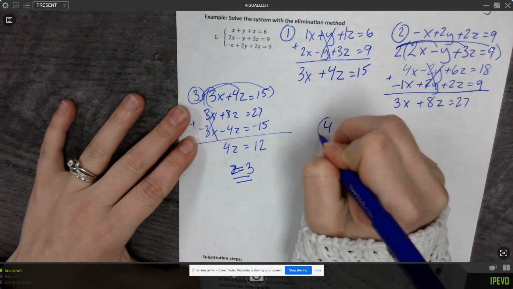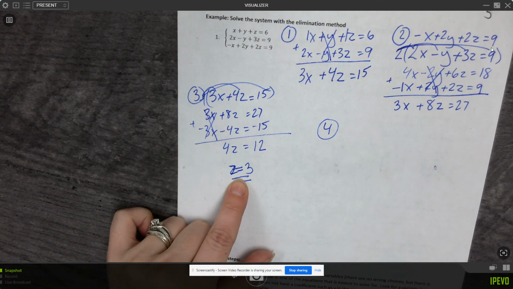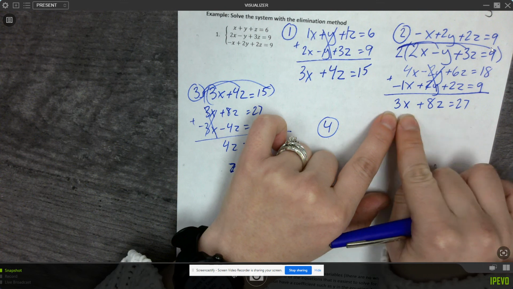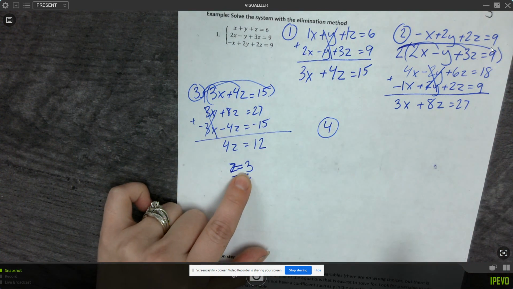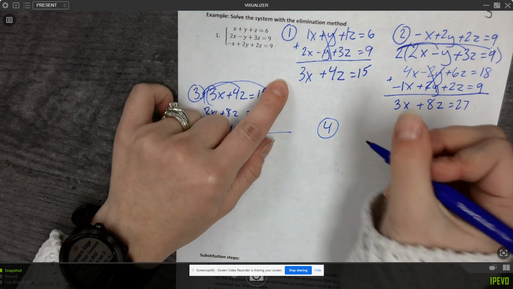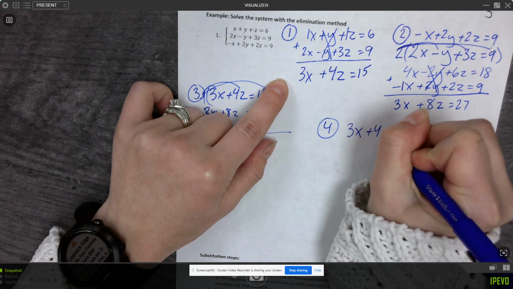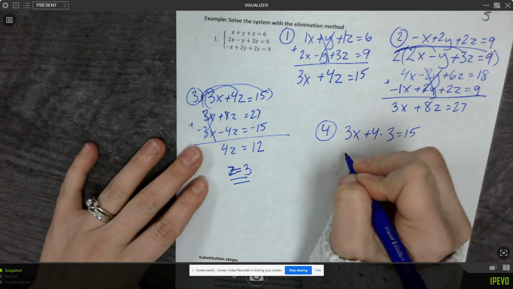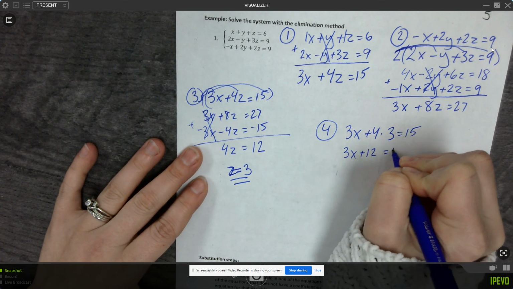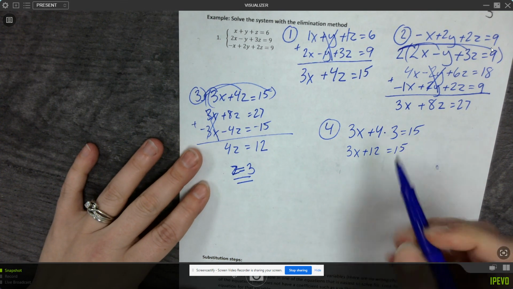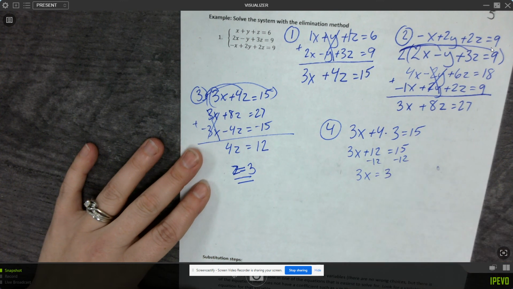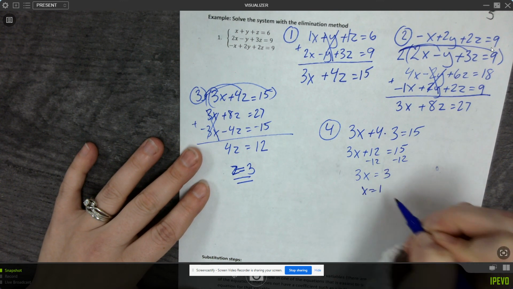Okay, step 4. Now that I have that, I'm going to take either this equation from step 1 or this equation from step 2 and plug that number in for z. Doesn't matter which one. Pick one. I'm going to pick the first one. So 3x plus 4 times 3, because z is 3, equals 15. Let's solve. 4 times 3 is 12. You have a plus 12, so you need to subtract 12. So 3x is going to equal 3. So if 3x equals 3, that means x equals 1.